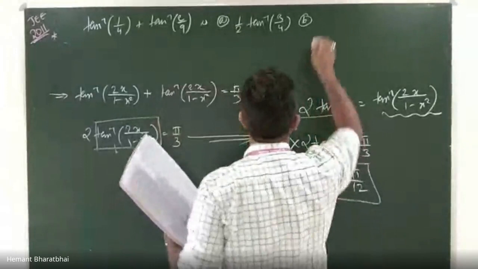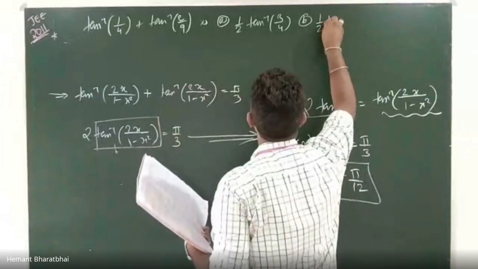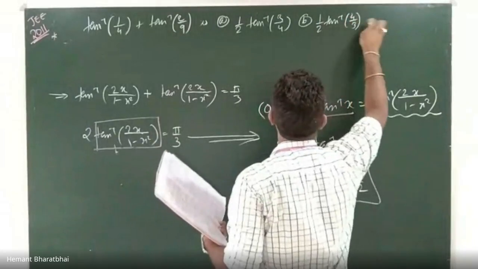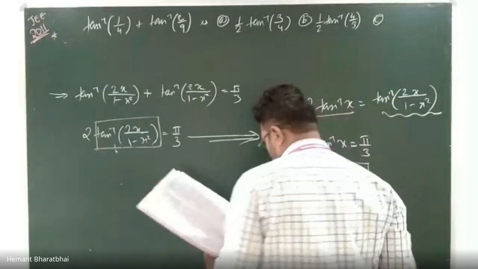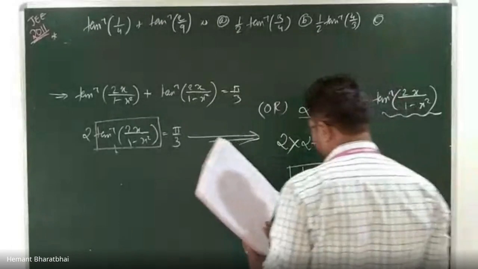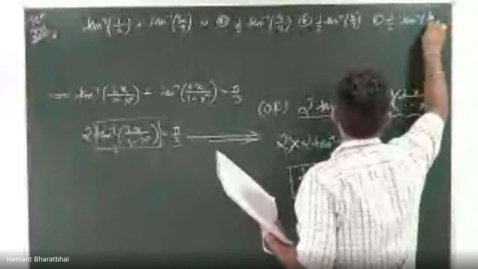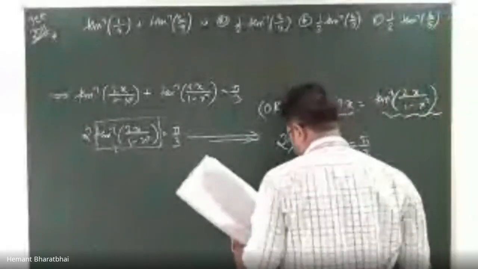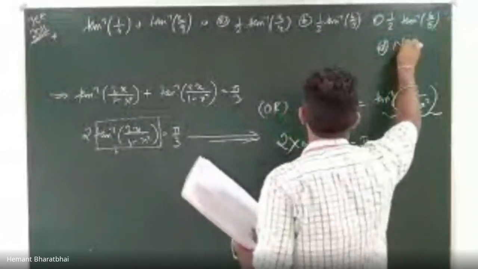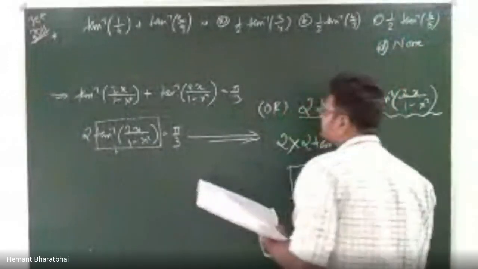Option B, 1 by 2 tan inverse of 4 by 3. Option C, 1 by 2 tan inverse of 6 by 5. And option D is none of these.